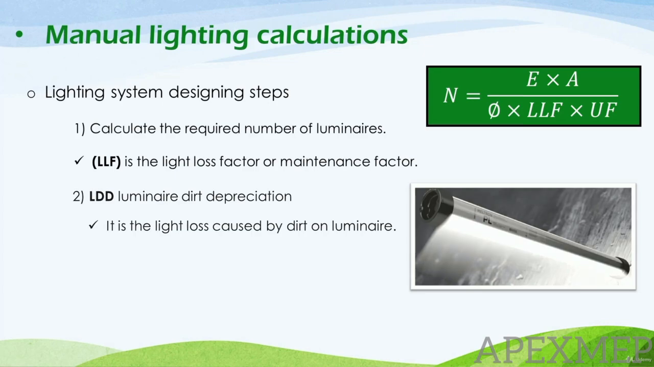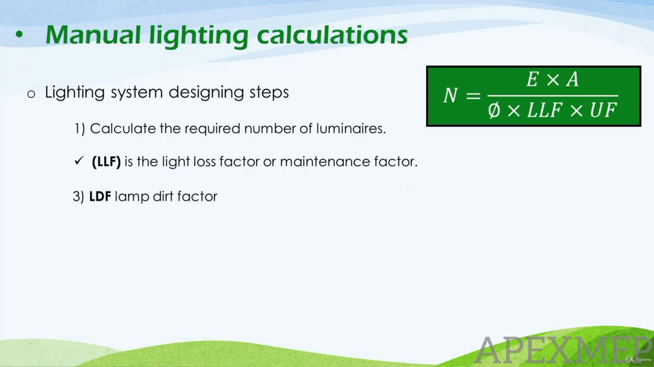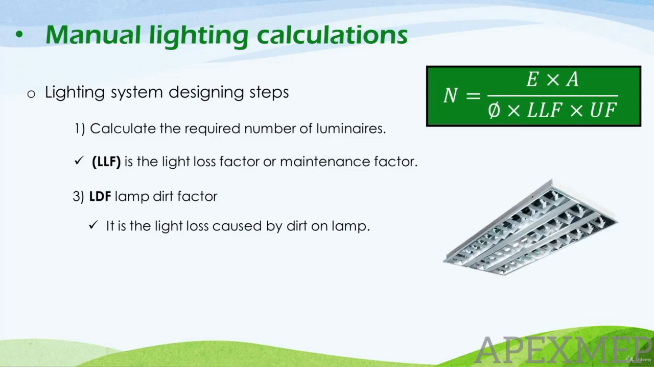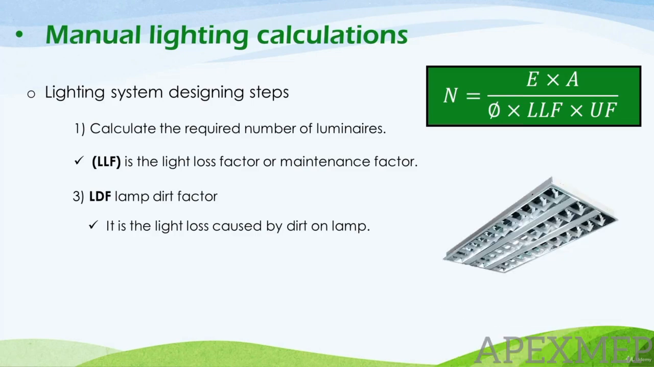Alright, now the third factor we have is LDF, and LDF is a factor that measures the amount of lumens that is lost due to the dirt of the lamp surface. This is because when the dirt or the dust is accumulated on the lamp surface, the output lumens of the lamp will decrease, hence we need to consider this decrease of the lumens output of the lamp due to the dirt effect. But you can notice that we are considering now the dirt on the lamp itself, while for the previous factor it was for the dirt on the luminaire, not the lamp, as it was the luminaire dirt depreciation.